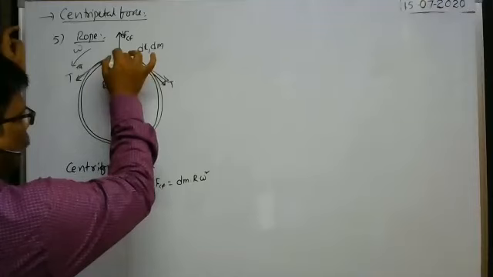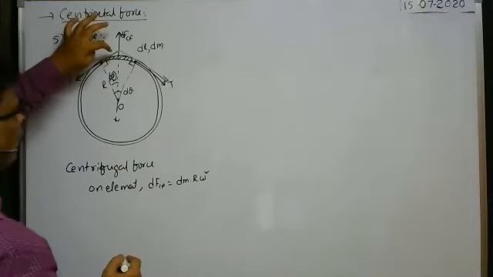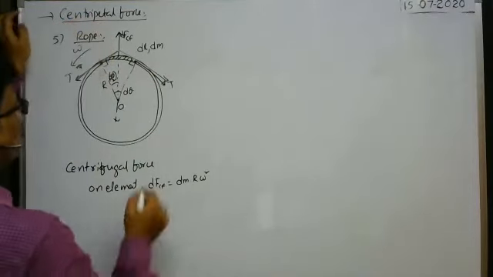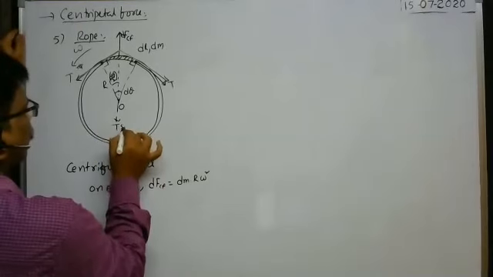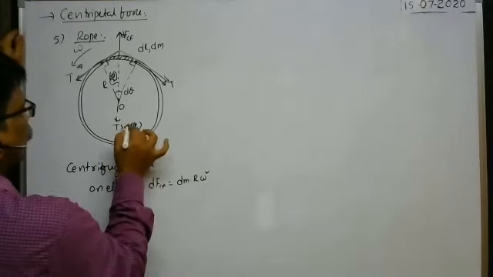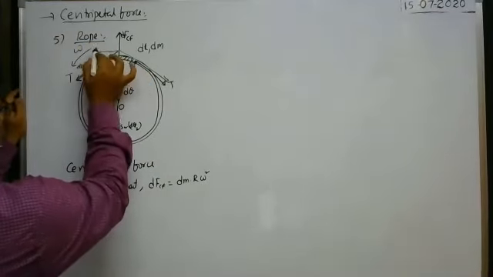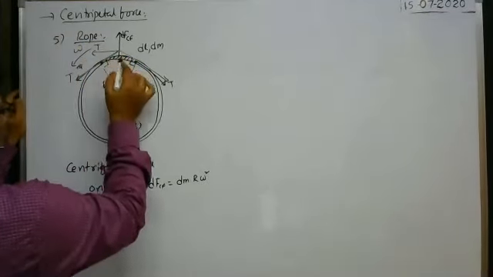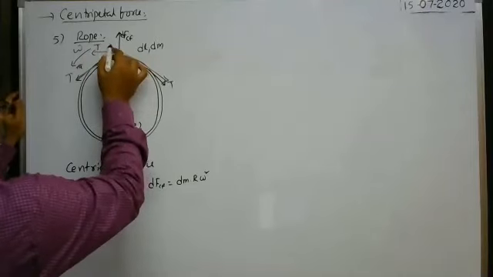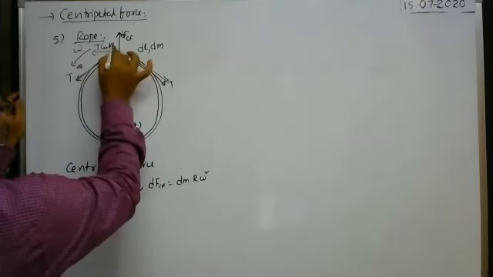The component of tension in this direction is equal to T cos(90 minus d theta by 2), which means T sin(d theta by 2). Similarly, in this direction the component is T sin(90 minus d theta by 2), which means T cos(d theta by 2).